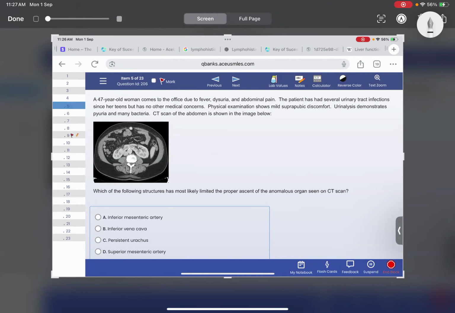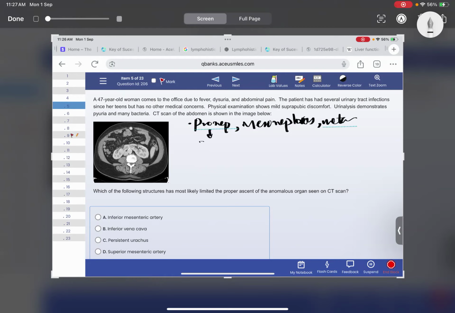So, guys, you have to be with me, okay? It's very easy, but I am going to build some concepts, okay? What's the normal development of the kidney? We develop the kidney from mesoderm, right? We have three stages: pronephros, you know that, right? Mesonephros, and metanephros.